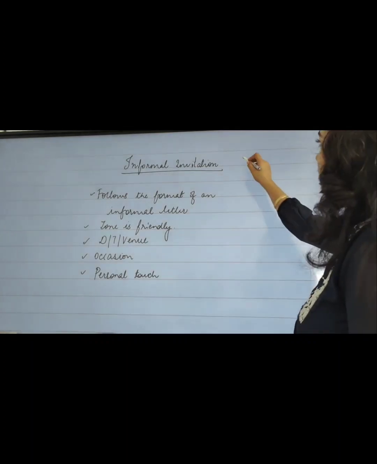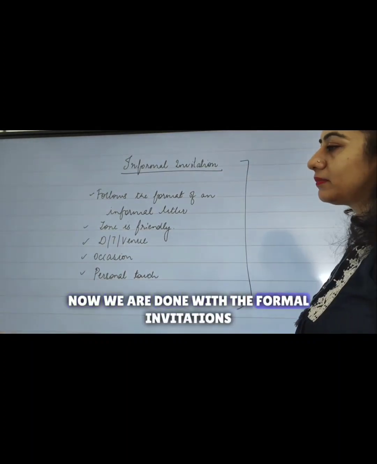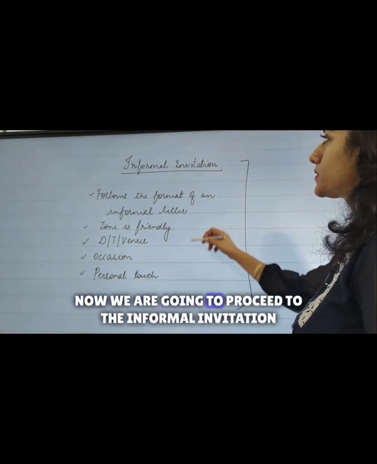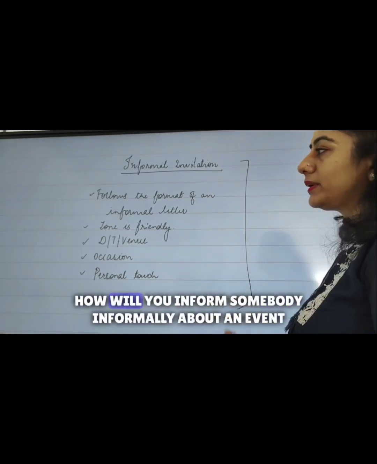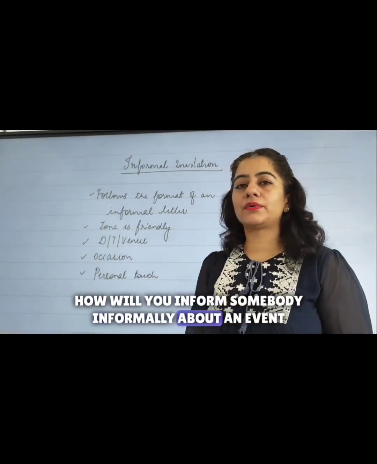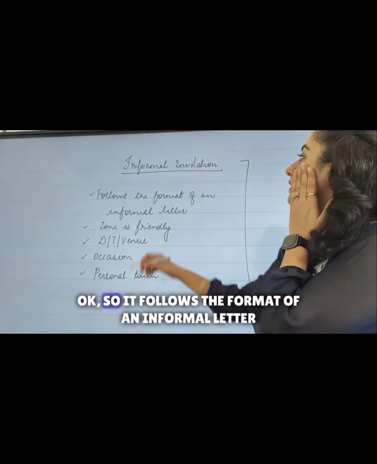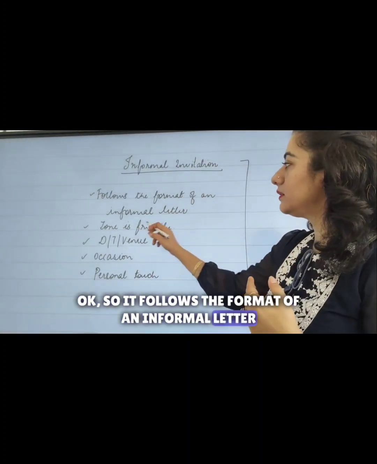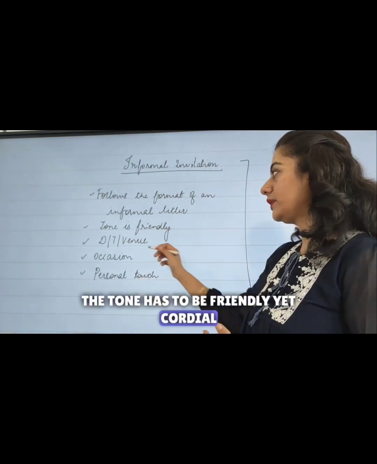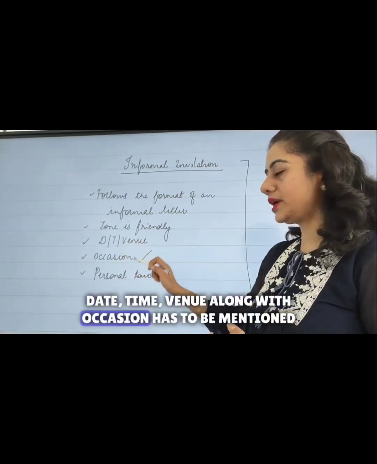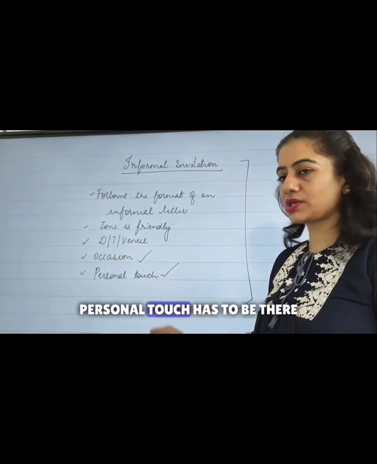Proceeding further. Now we are done with the formal invitations. Now we are going to proceed to the informal invitation. How will you inform somebody informally about an event that's going to happen at your place? Okay. So it follows the format of an informal letter. The tone has to be friendly yet cordial. Date, time, venue along with occasion has to be mentioned. Personal touch has to be there.